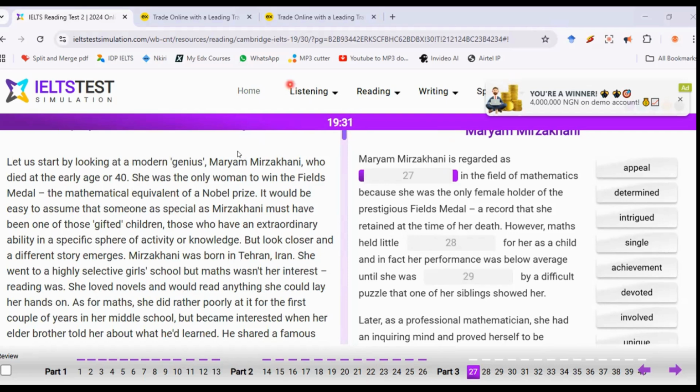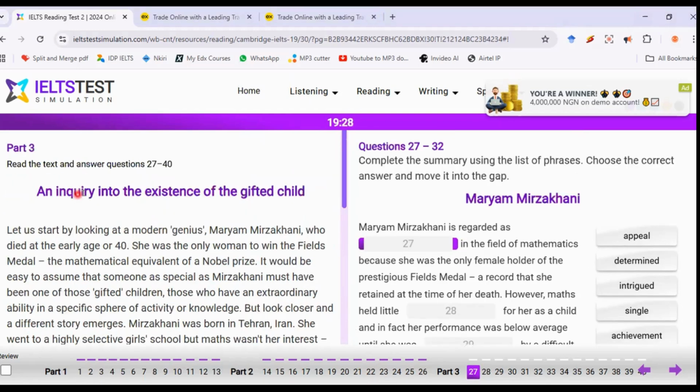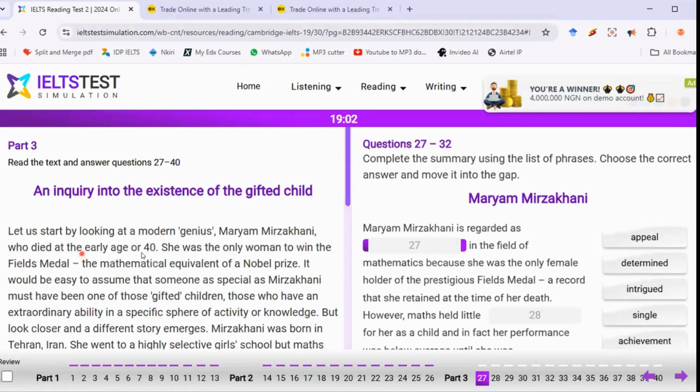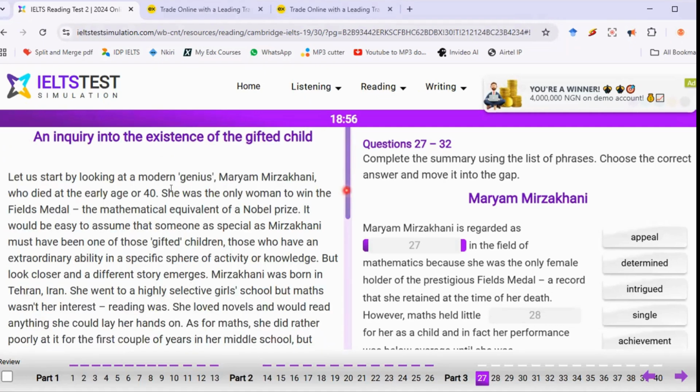So let me solve this particular set of questions. Miriam Mirzakhani, an inquiry into the existence of a gifted child. Okay? Let us start by looking at modern genius, Miriam Mirzakhani. I'm trying to adjust my screen so that the adverts will not disturb me too much. Okay, who died at the early age of 40. She was the only woman to win the Fields Medal, the mathematical equivalent of a Nobel Prize.